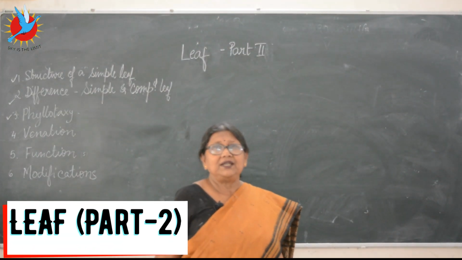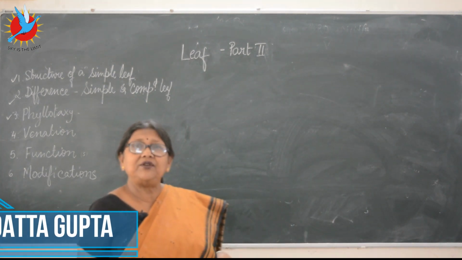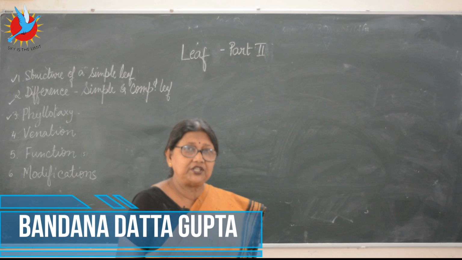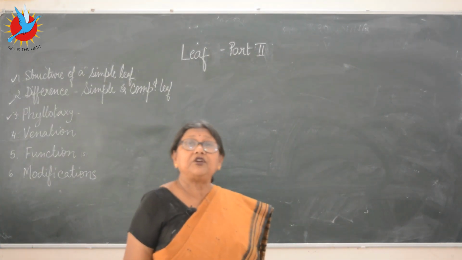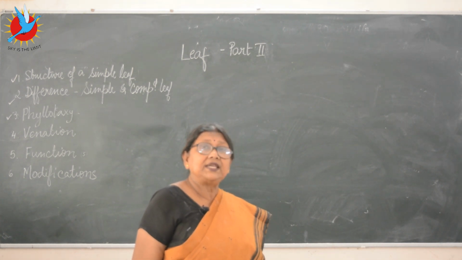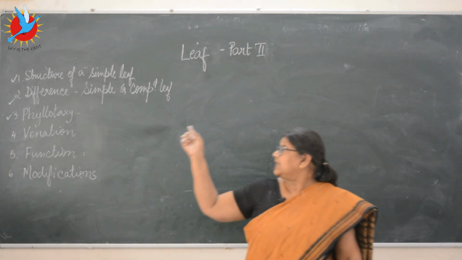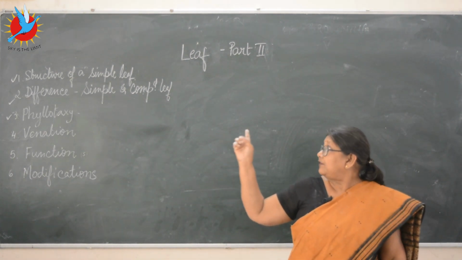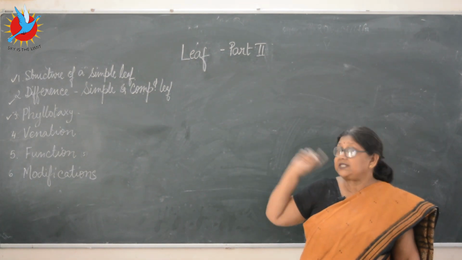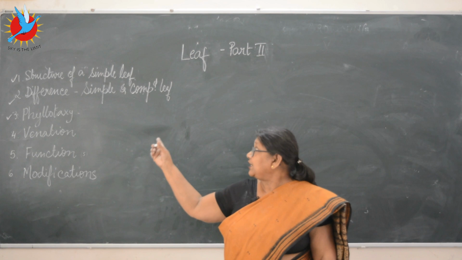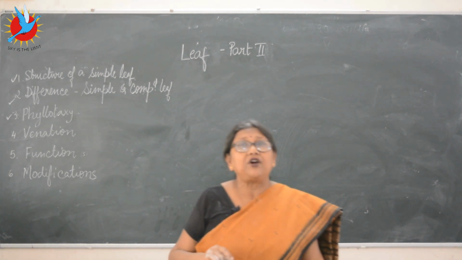Hello students, another bio class we are meeting today, a continuation of the first video that you have already received, where we started with the first chapter of your class 6 syllabus, that is leaf. In the first part we did the structure of a simple leaf, the differences between a simple and a compound leaf, and the characteristic features of leaves. We had already done phyllotaxy. Remember phyllotaxy, the arrangement of leaves on the stem.